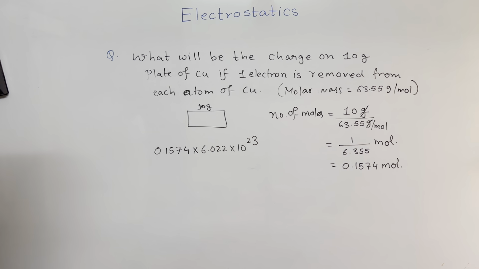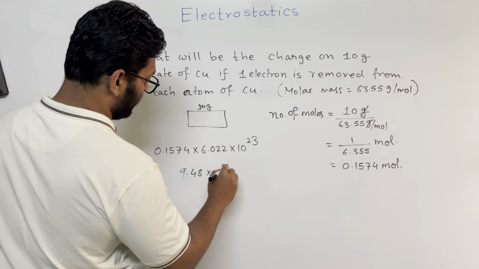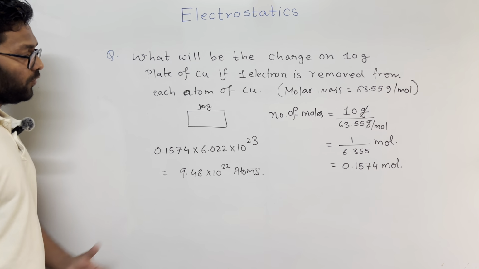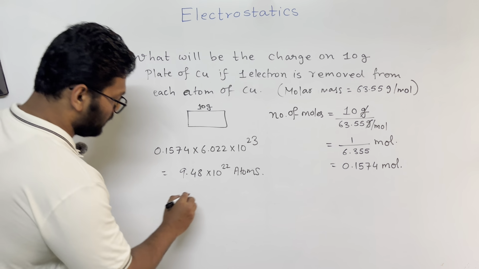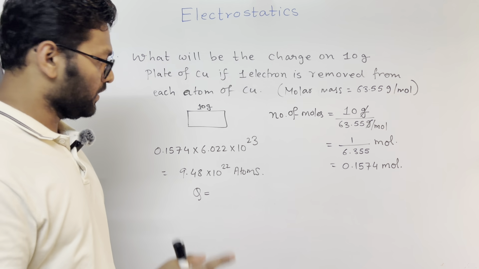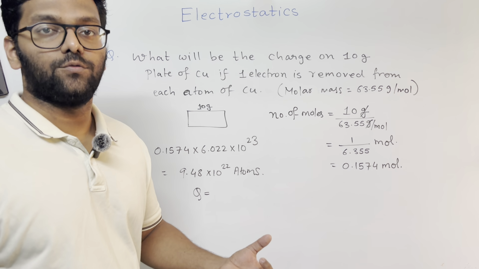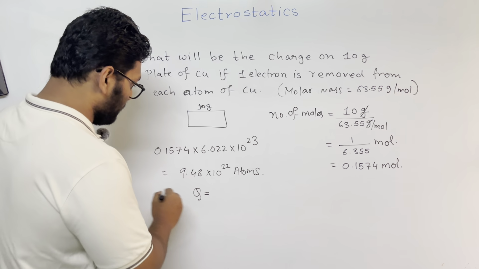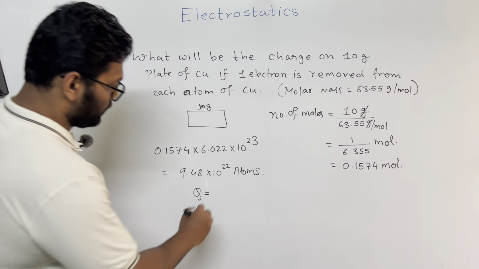So it will be approximately 9.48 into 10 to the power 22 atoms. Okay, this many atoms are there. Now from each atom an electron is removed, right? So how much charge Q will there be? Each atom will acquire plus 1.6 into 10 to the power -19 Coulomb, because that much negative charge is already gone out. So multiply this number of atoms with the electronic charge.